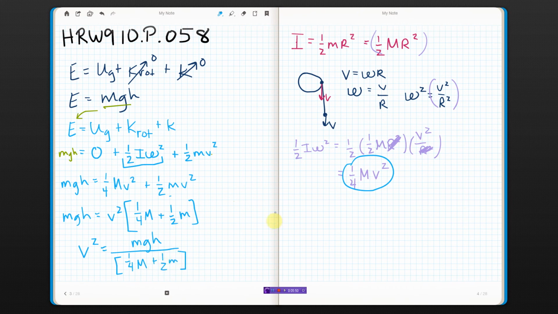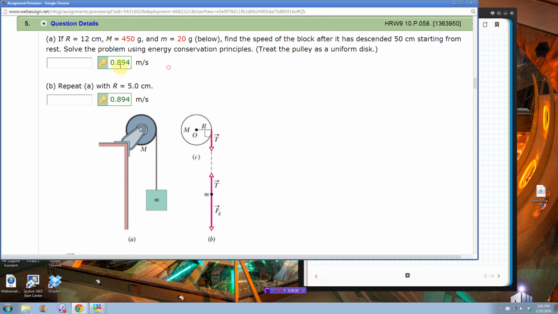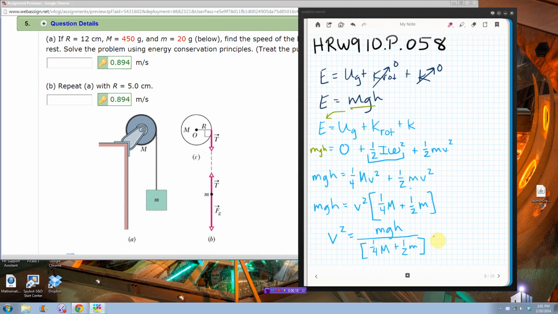If I put in all the numbers for my problem, let's see. Oh, I don't need R. Notice R disappeared. It's gone, which is why later in part B, when it says repeat everything with a different R, the answer is the same, because R canceled out. We don't really care what R is.